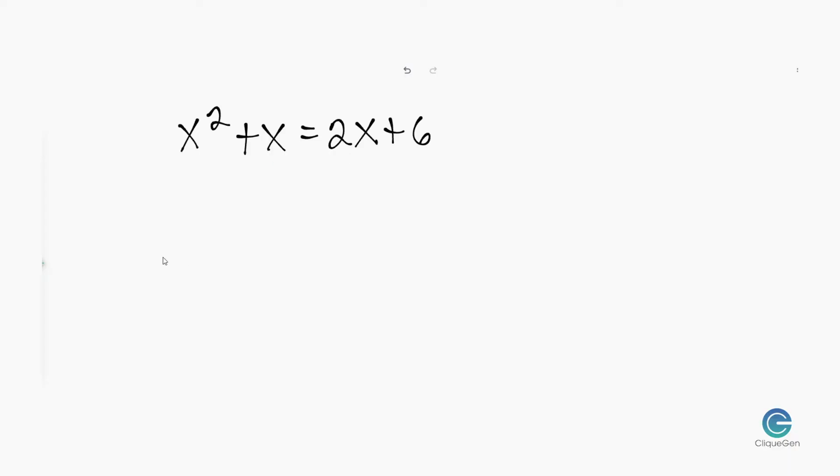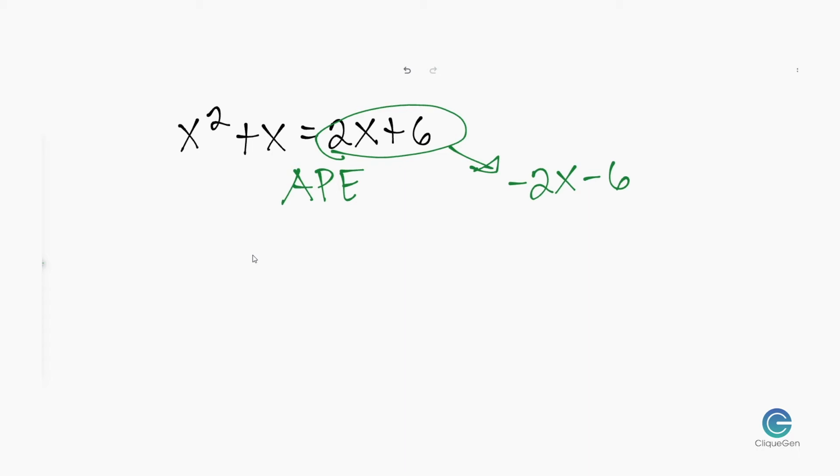Next example is x squared plus x equals 2x plus 6. First, we need to make one side of the equation be 0 by applying the addition property of equality. The addition property of equality states that if the same amount is added to both sides of an equation, then the equality is still true. To do that, I need to add negative 2x and negative 6 to both sides of the equation to make the right side of the equation be 0.